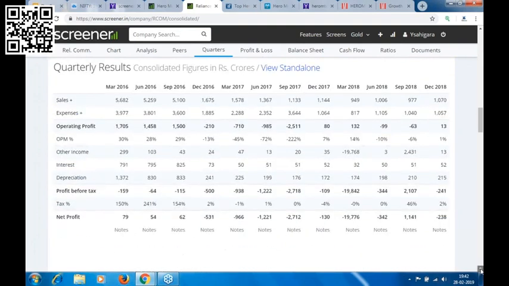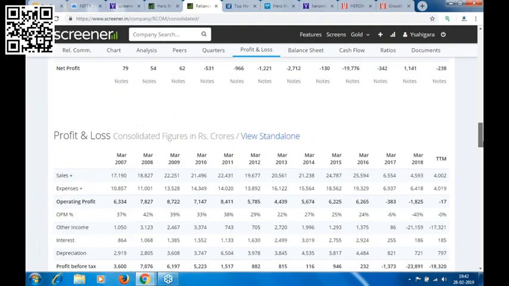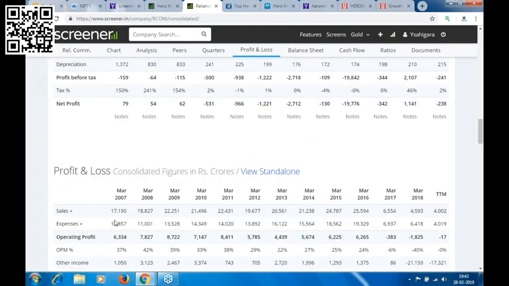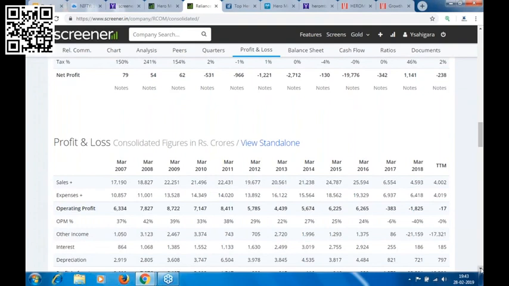Let's look at the annual results of the company. Sales of the company are decreasing on a year-to-year basis. Sales have declined to a great extent. Expenses have also declined, but there is only a marginal difference between the sales and expenses. Operating profit was 6,334, now it's minus 17. Operating margin was 37%, and is 0 now.